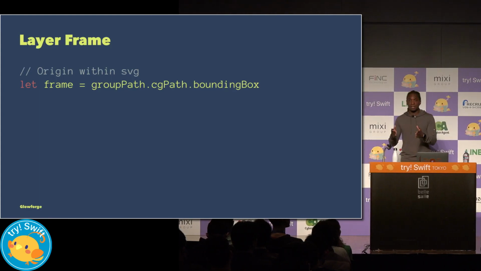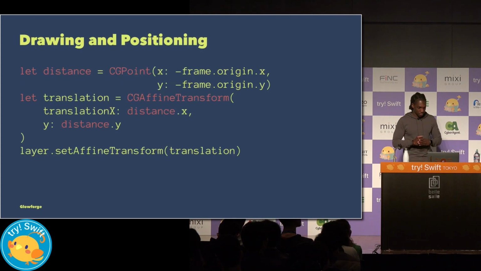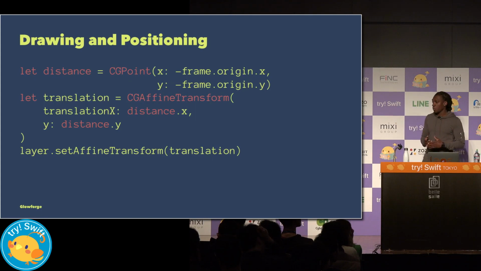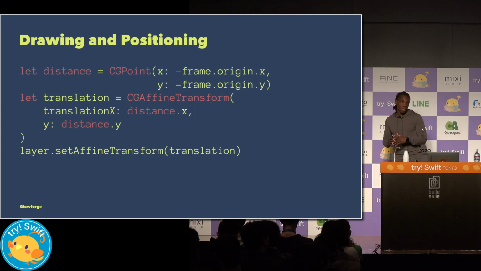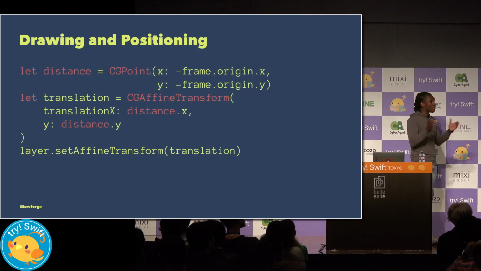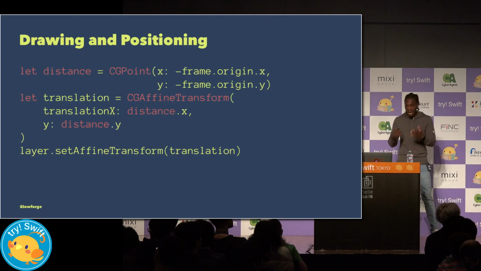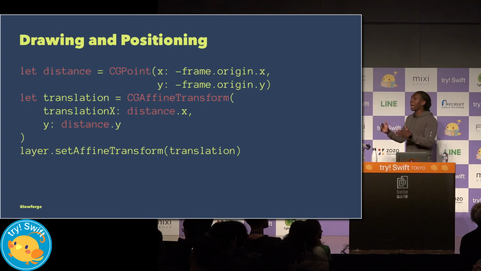But that position was for the layer inside the original SVG file. But remember, to show that group, we have a single view. So now we have to position that path within the view itself. So this is how we would fix that. We want to create a translation that will move the path back to the position that is going to fit snugly inside the eyes.